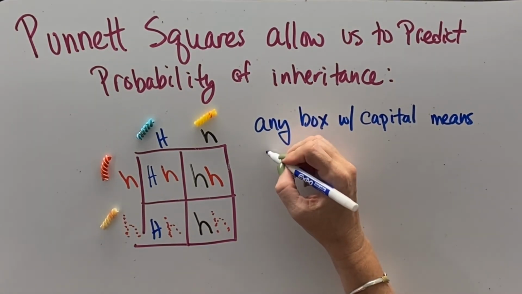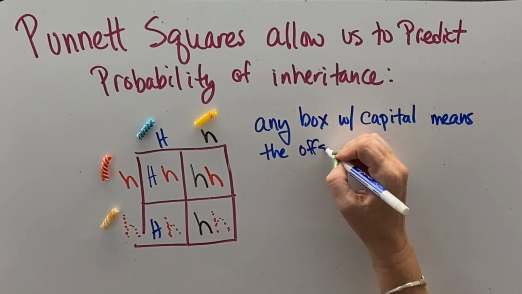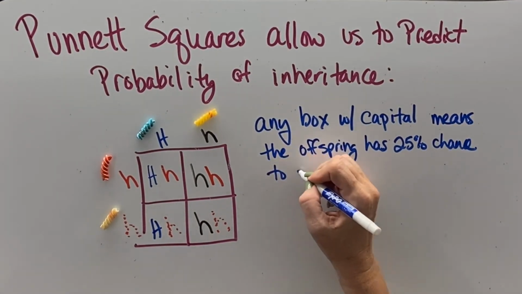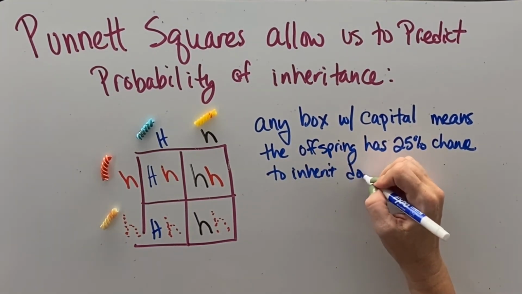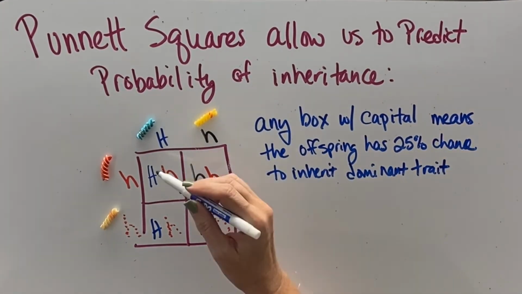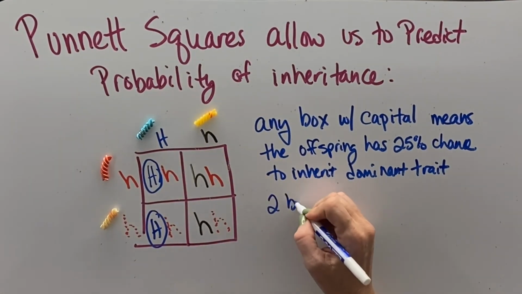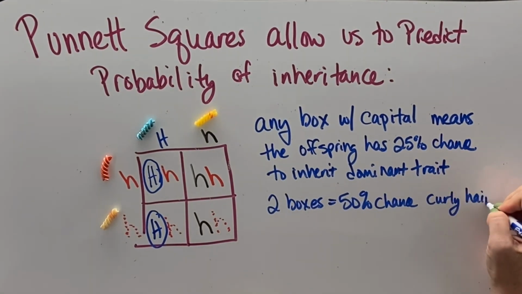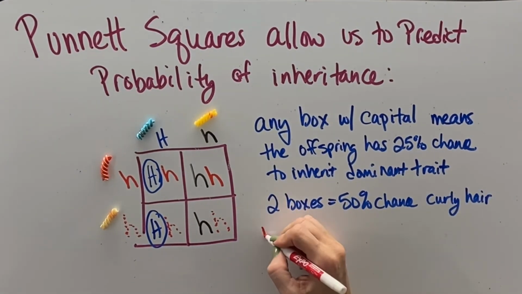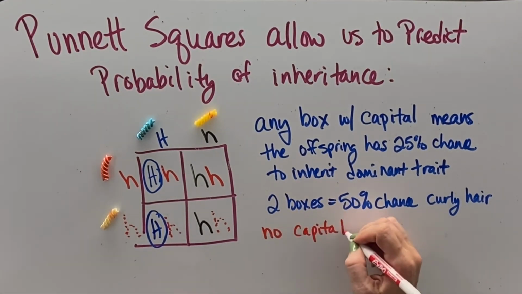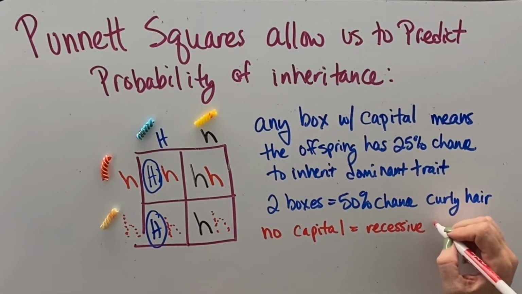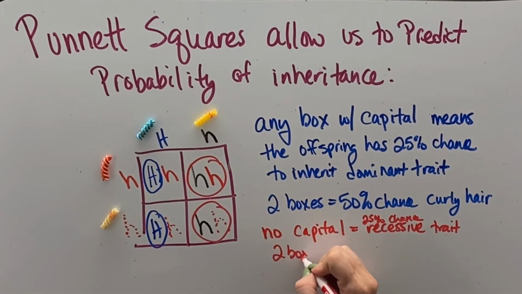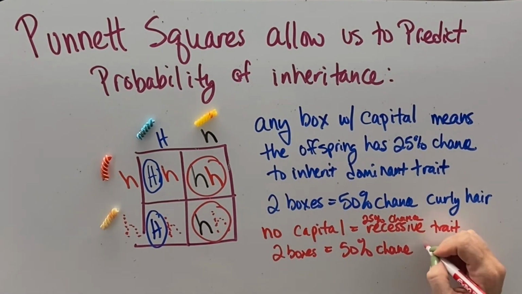Any box with a capital letter in a Punnett square means that we're going to have that offspring inheriting a dominant trait characteristic. And so in this case, we've got 2 boxes that have that dominant trait out of 4, which is 25% and 25%, a 50% chance that these people's child will be born with curly hair, which is the dominant trait. And we have 2 boxes that have no capital letters, which means that these children are going to inherit all recessive information from their parents. So 25 plus 25 equals 50% chance that they would have straight hair.